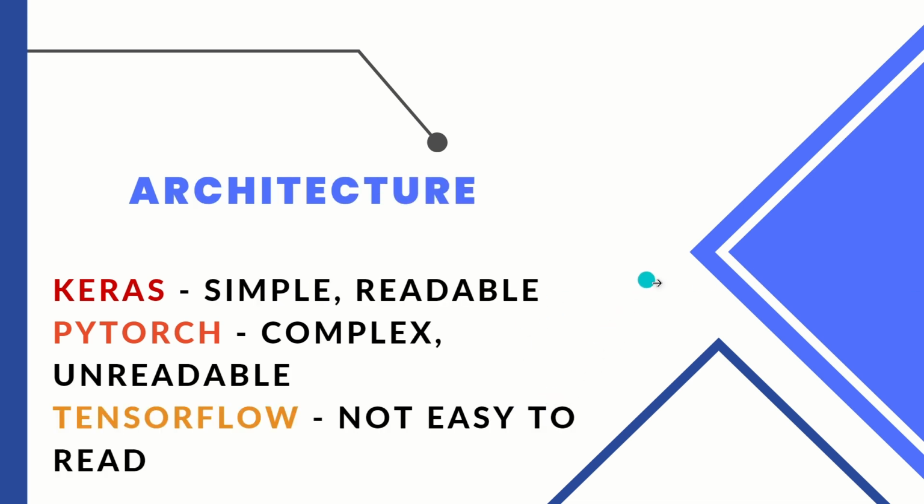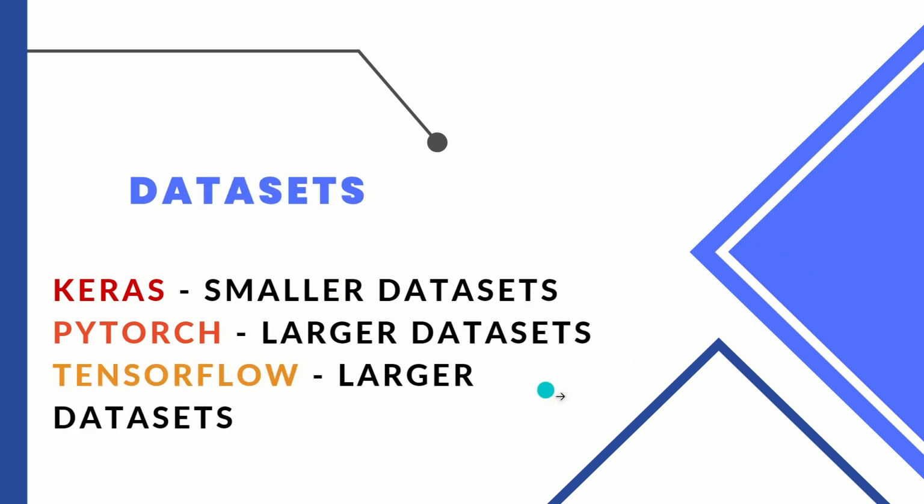Now the architecture. So Keras has a simple and readable architecture, and PyTorch has a complex and unreadable architecture. Whereas TensorFlow, it is not that easy to read. So datasets. Keras usually works well on smaller datasets, whereas PyTorch and TensorFlow both of these will be working really well on larger datasets.